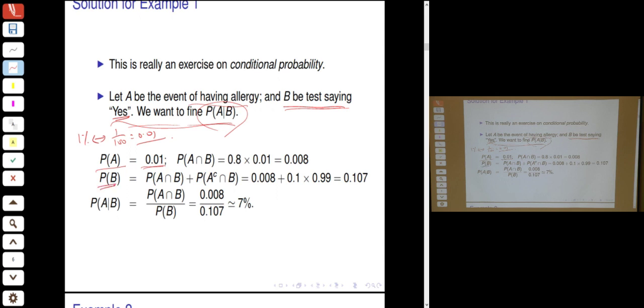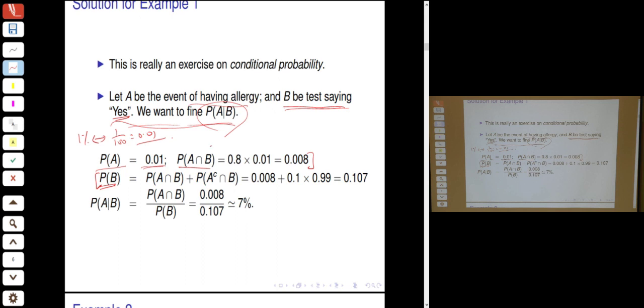What is the probability of B? We will calculate the probability of B in a moment, but it turns out that in this example, calculating the probability of A intersection B is easier. So let's do that first. So the probability of A intersection B is that the person has the allergy and the test detects the allergy and says yes.